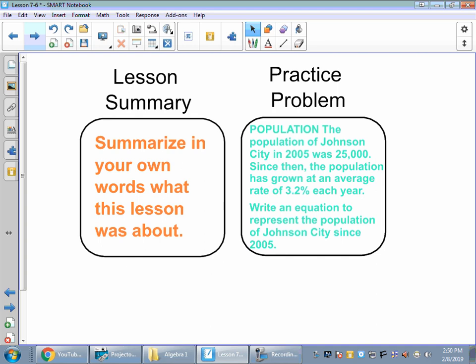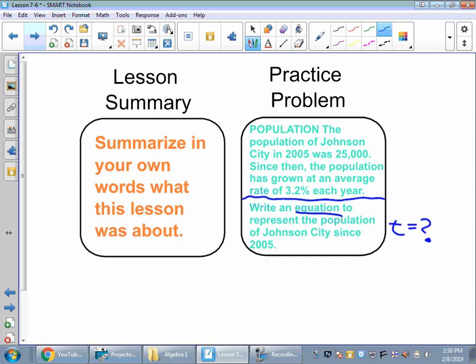Population. The population of Johnson City in 2005 was 25,000. Since then, the population has grown at an average rate of 3.2% each year. So that's just the problem right there. And down here it says write an equation to represent the population of Johnson City since 2005. All we're looking for is an equation. We're not going to have to solve it because we don't know what t is. We don't know what the time is. So t is going to stay as a variable.